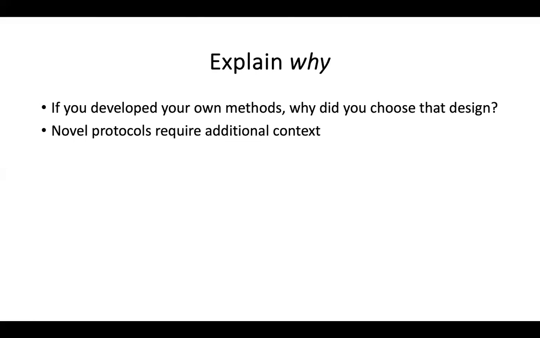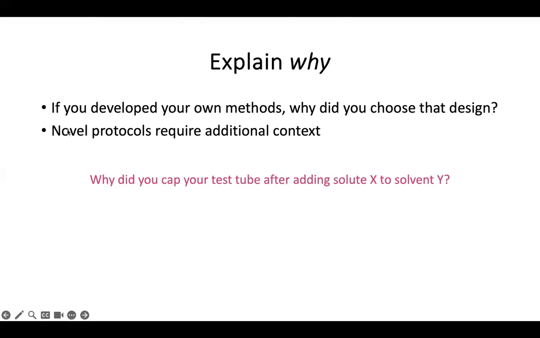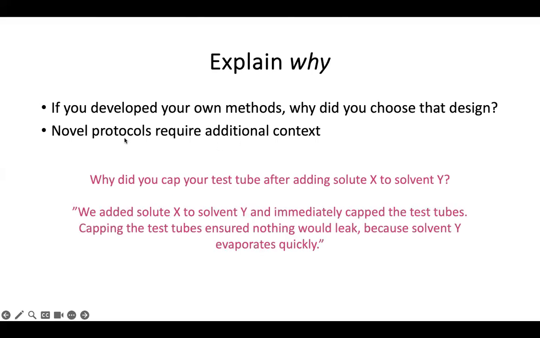So an example of that would be, why did you cap a test tube after adding solute X to solvent Y? We added solute X to solvent Y and immediately capped the test tubes. Okay, so that's the method there, then the explanation. Capping the test tubes ensured nothing would leak because solvent Y evaporates quickly. I think this is a really great example of an explanation for your method here, because just saying capping a test tube seems like a pretty innocuous methods thing. You wouldn't expect to need to report that, but in this case, it actually was really important so that our solvent didn't evaporate.